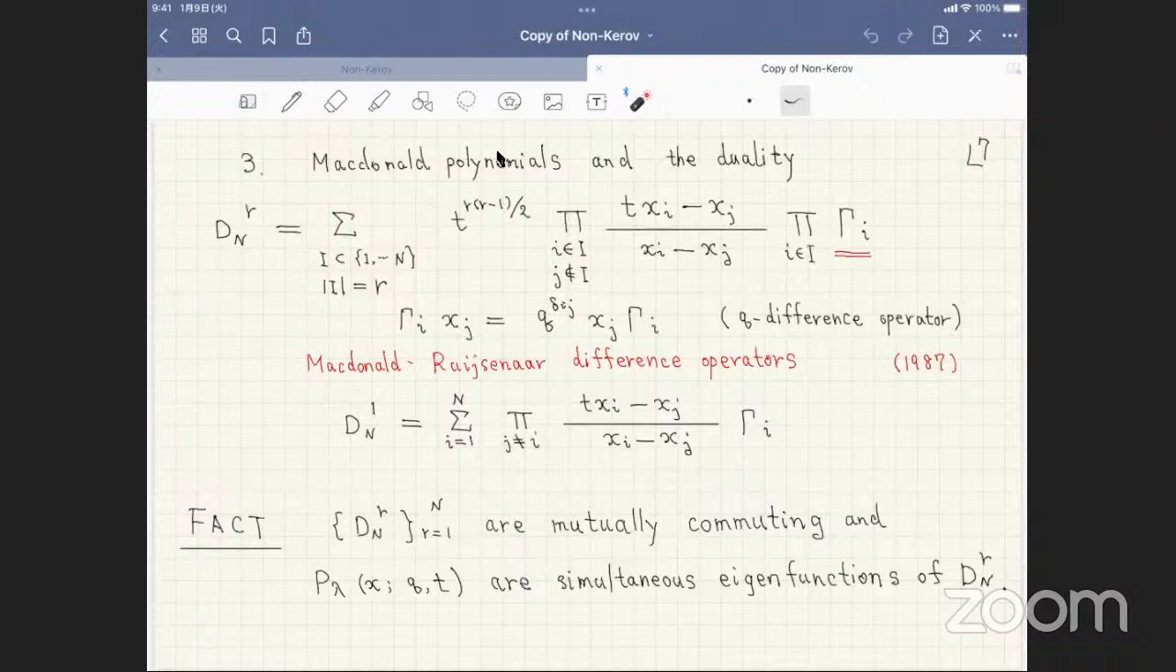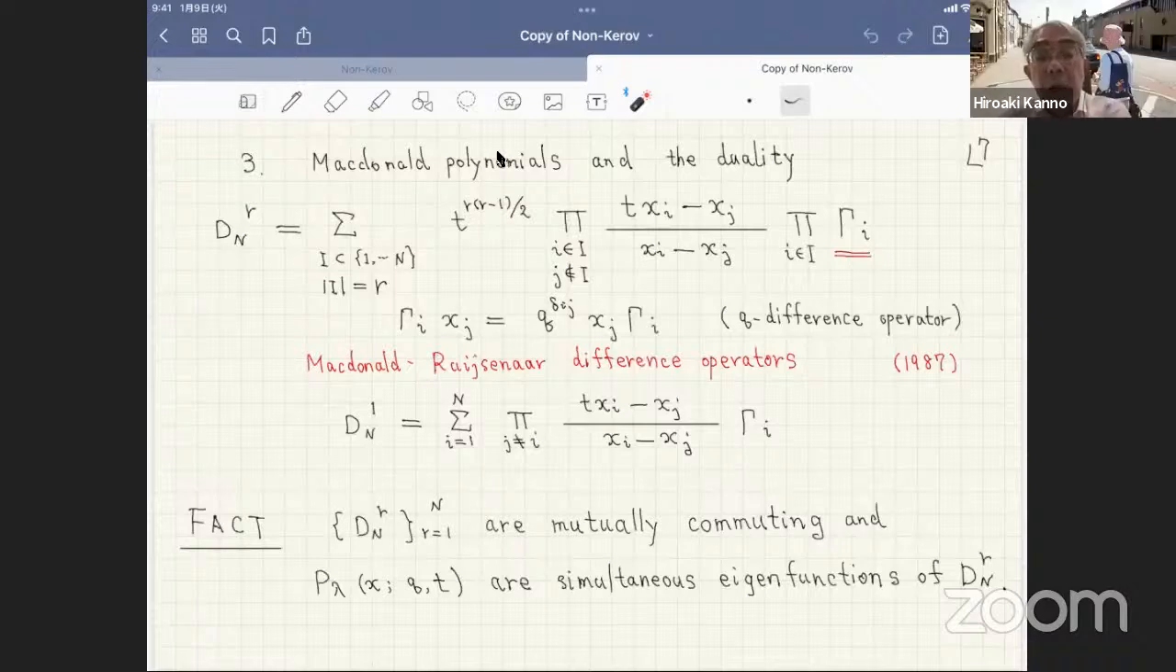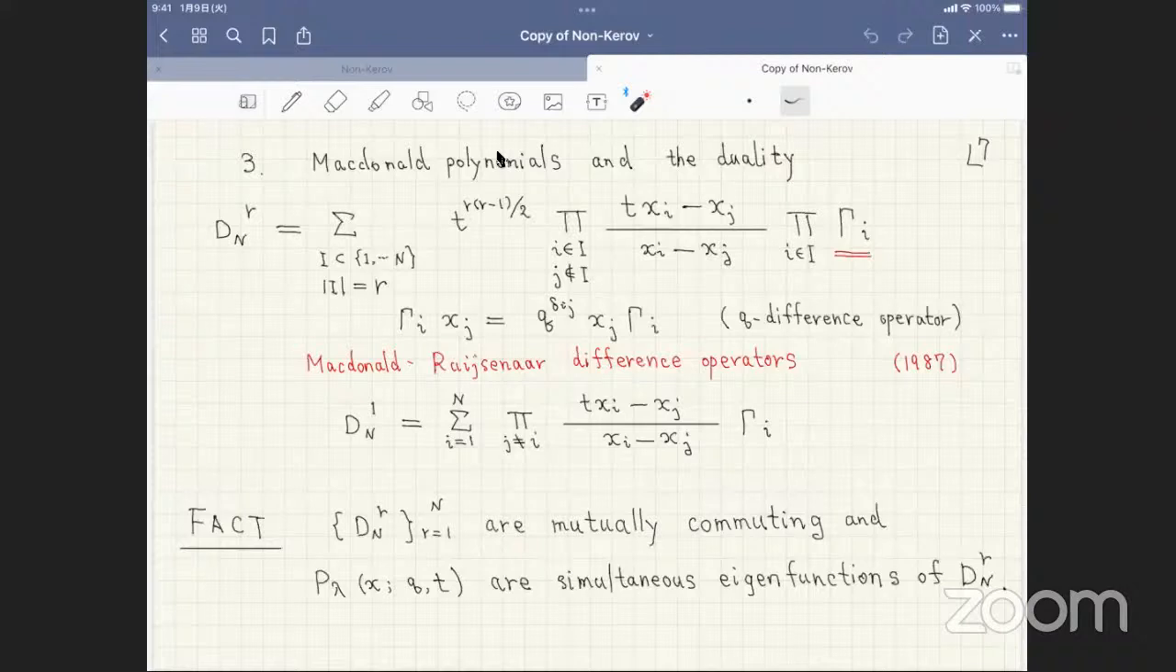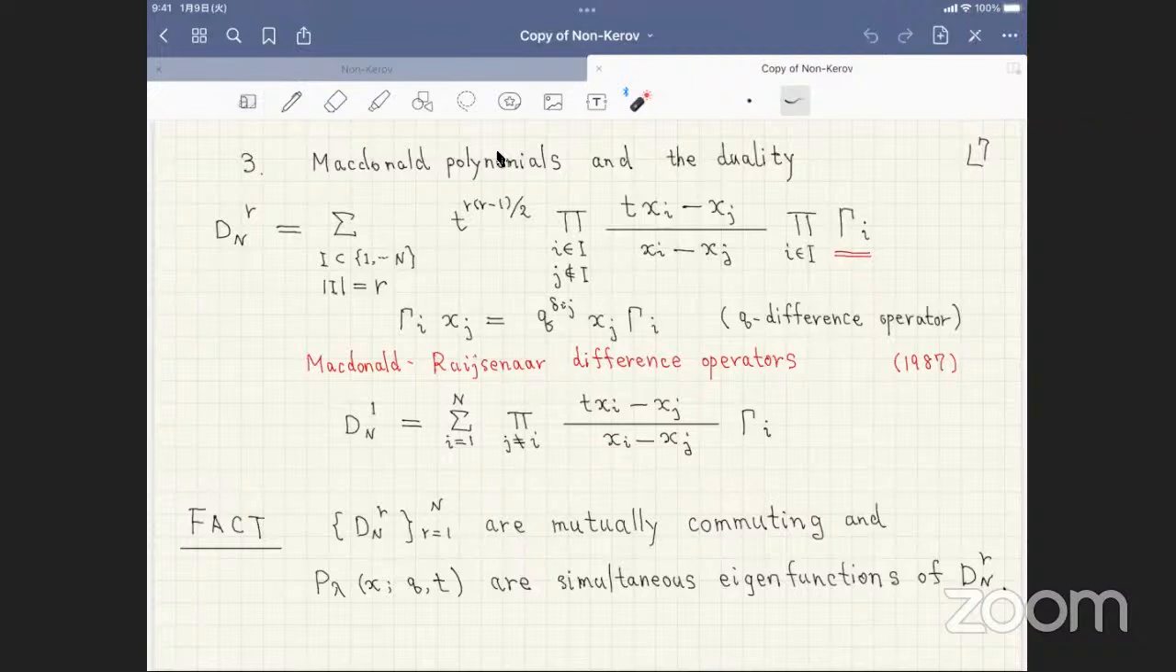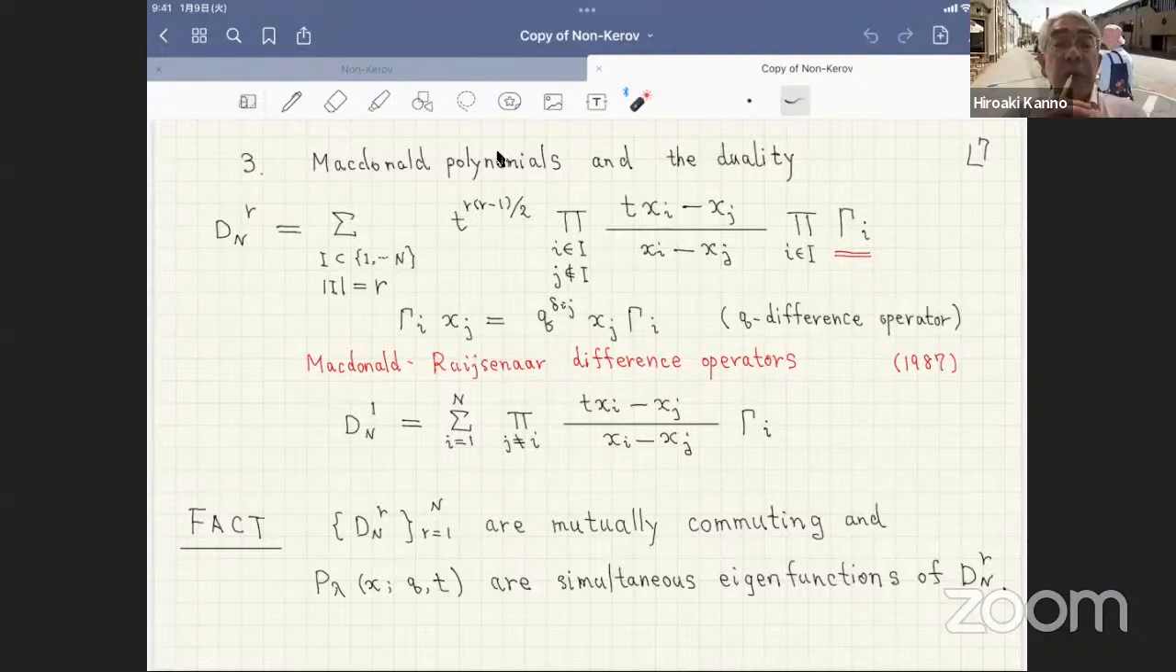So let's move to the non-Kerov part. The duality plays an important role in this kind of deformation. So first, let me review what Macdonald polynomials are.